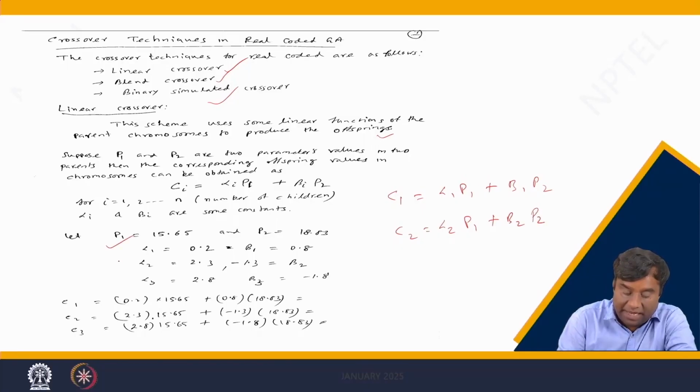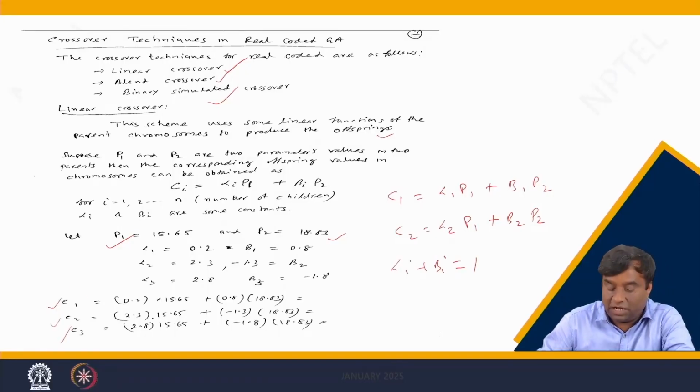Suppose parent 1 is 15.65, parent 2 is 18.83. Assume alpha i plus beta i equal to 1. So these are alpha 3, beta 3. If you apply this, you will get offspring 1, offspring 2, offspring 3, by using the formula alpha 1 P1 plus beta 1 P2 for C1, alpha 2 P1 plus beta 2 P2 for C2, and alpha 3 P1 plus beta 3 P2 for C3.